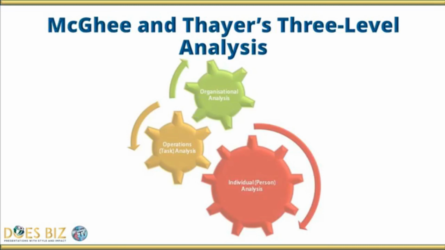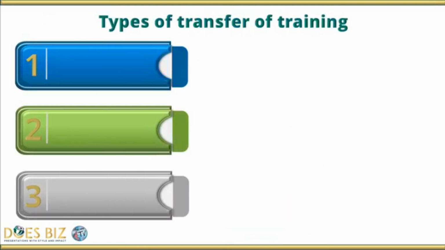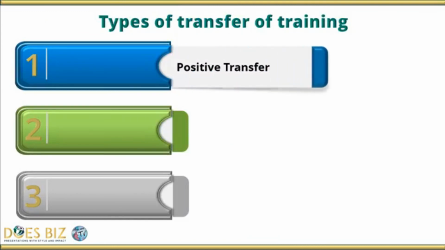So the types of training transfer. The first is a positive transfer. A positive transfer is when prior learning or training facilitates acquiring a new skill or solving a new problem. So in this situation, the individual performs better than he would have had he not had the prior training. So yeah, bit of a technical thing there.